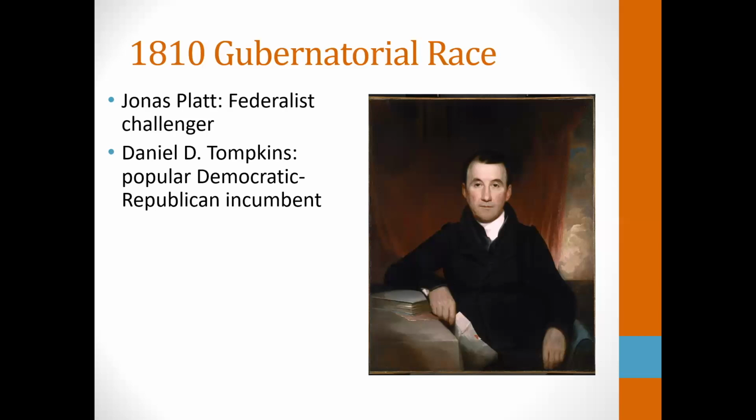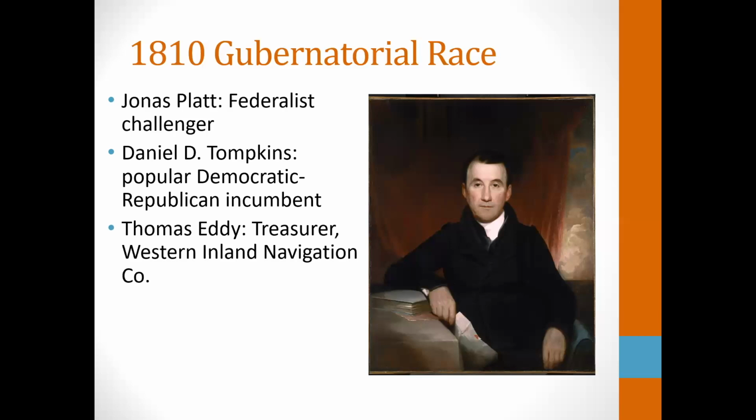So Jonas Platt is kind of flailing around, looking for some sort of gimmick that's going to help propel him to the governor's mansion. I assume they had a mansion still at that time. And he's approached by a fellow Federalist, a guy by the name of Thomas Eddy, who is the treasurer of the Western Inland Lock and Navigation Company. It still exists at this time. It's kind of still hanging on to life.